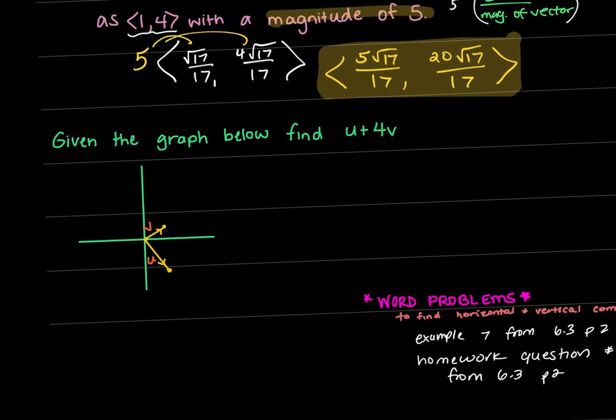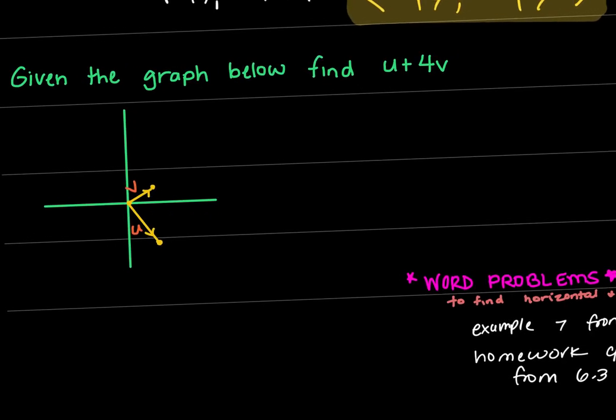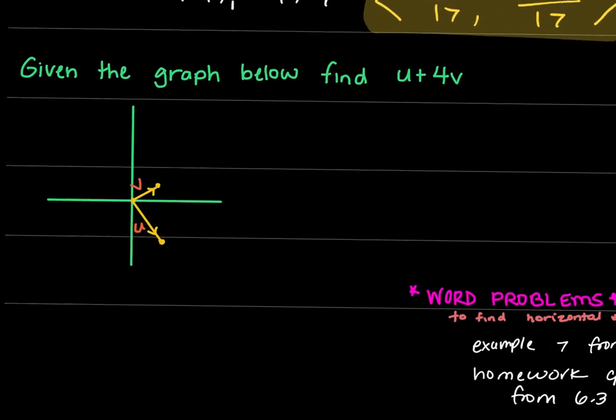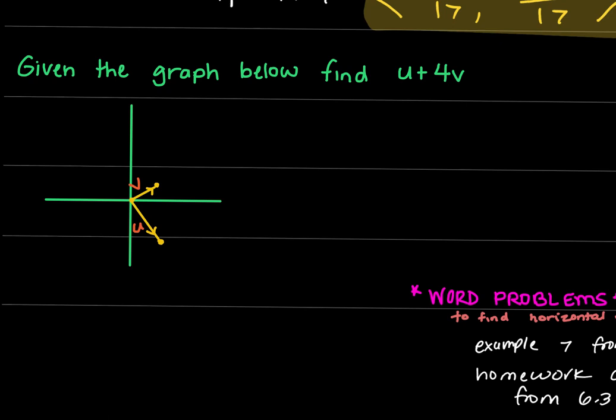All right, then we have the graphing of our vectors. So this one says, given the graph below, find u plus 4v. So what do I do with 4v? I get it 4 times as long as v, right? So v is the one at the top. If this is 1, this would be about 2, this would be about 3, this would be about 4. So that looks like it's 4v.